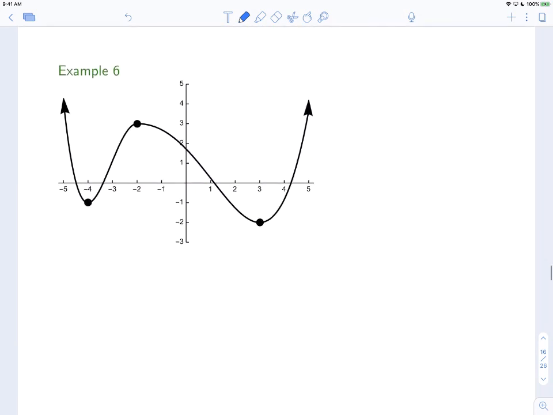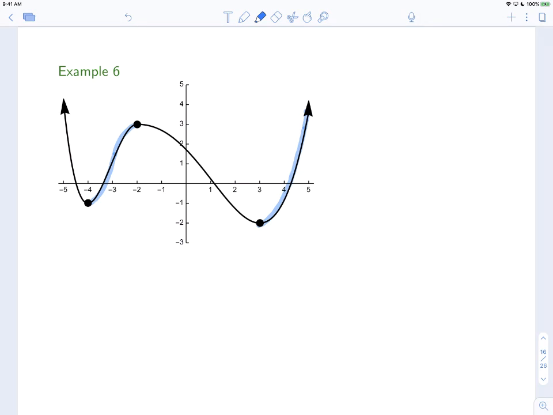Here's a slightly more complicated example. Notice here the arrows are pointing up, so that means it continues up in both directions. We want to know where it's increasing and where it's decreasing. So where it's increasing, that's as we move from left to right, we want to know where y is getting bigger. So that happens here and here.